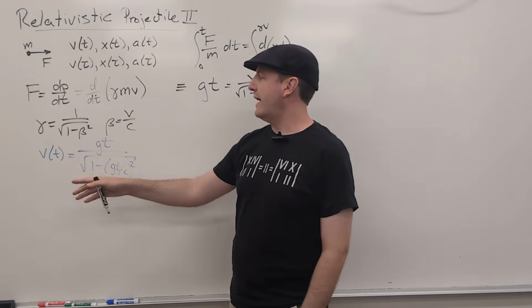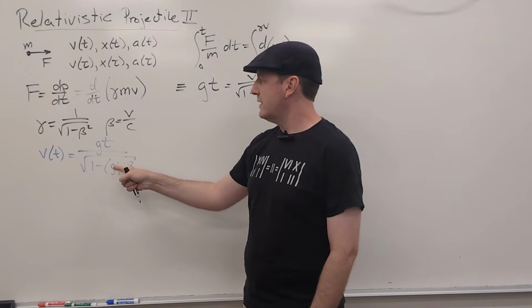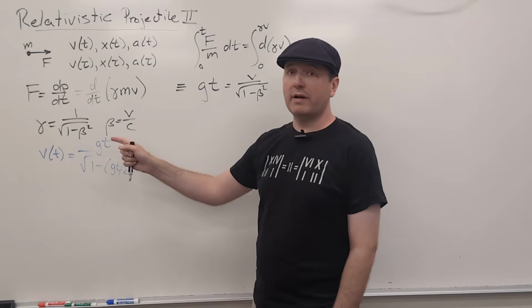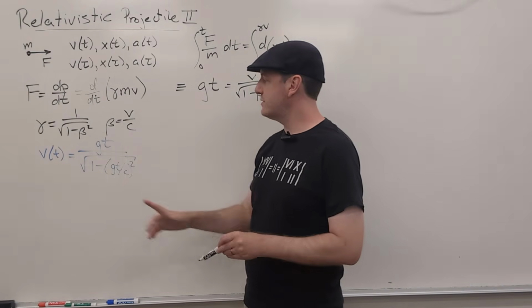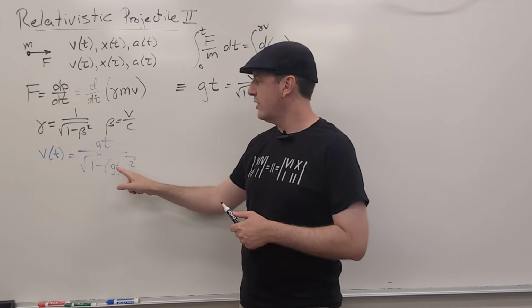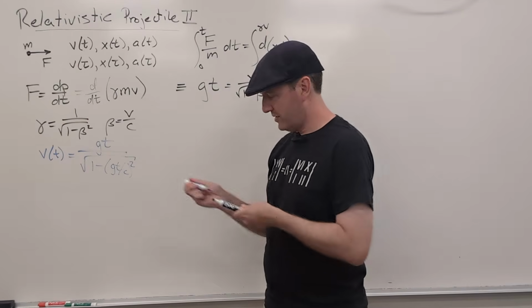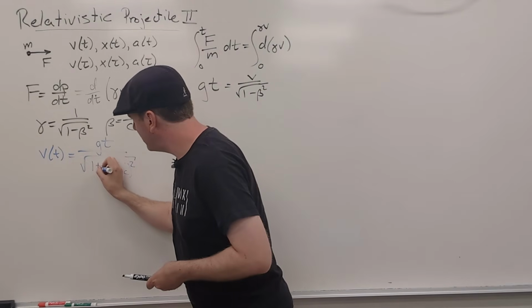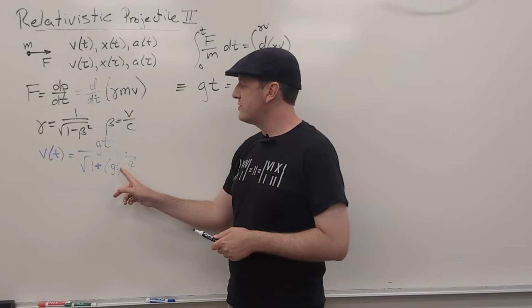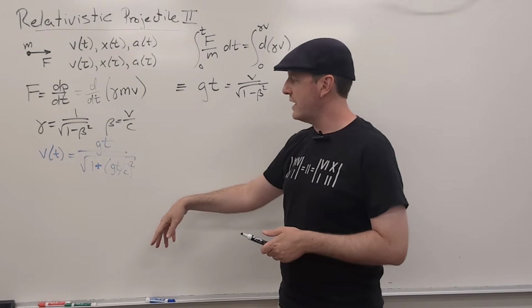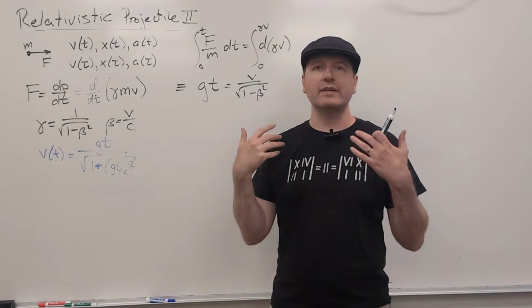We can also see that as time approaches infinity, the numerator keeps growing and growing. You might say, oh, it's going to go faster and faster, maybe exceed the speed of light. Nope, that won't be the case because the denominator fixes that. I made a little sign error there. Sorry, it's a plus sign. When t goes to infinity, this 1 basically becomes negligible, and then the square root of this thing cancels the gt, and we just end up with c.